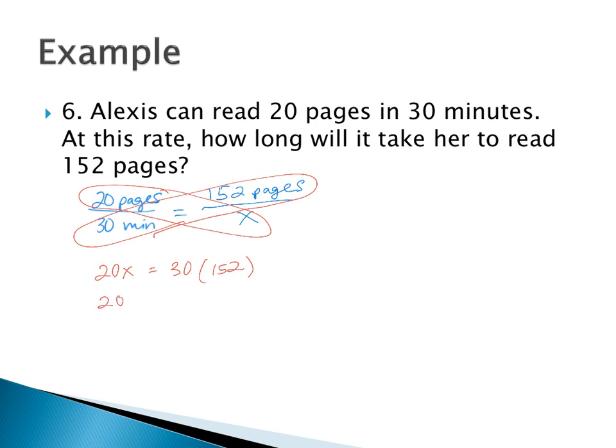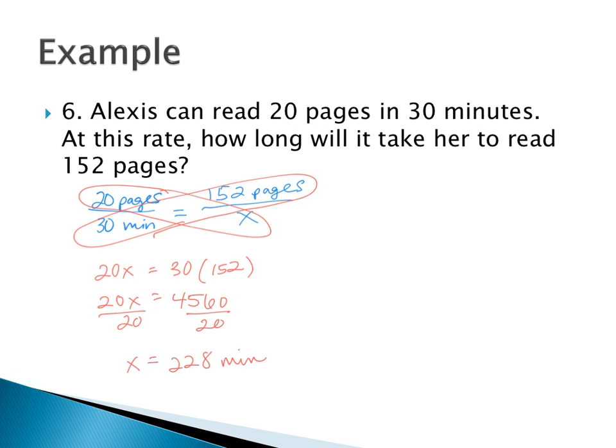Well, 20x is 20x. 30 times 152 is 4,560. Divide by 20. And x equals 228 minutes. So can you do it in one night? How much is 228 minutes? Can we convert that into hours?